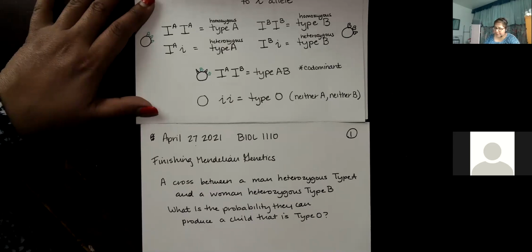So, what is the genotype of the man? What letters do I write? It would be the capital I with an A and then a lowercase i. Okay, that's the man. And the woman? It would be a capital I with a B and then a lowercase i. Very good. So, when I draw up my Punnett square, here's my male gametes. Here's my female gametes. And so, what is the probability that I could produce a child that is type O?